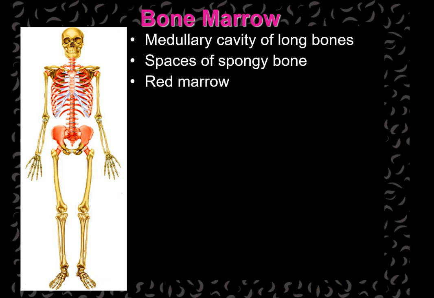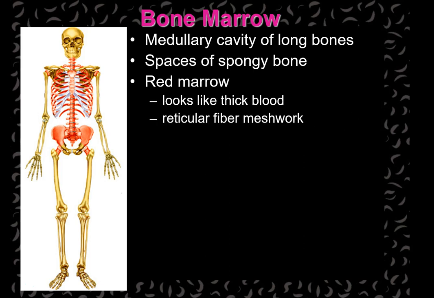Red marrow looks like thick blood. Okay? There's a fiber type in that marrow cavity that helps draw the blood and hold it there. What fiber type might that be? Would it be collagen fibers? Elastic fibers? Reticular fibers? I'm going to go with reticular fibers. Okay, remember they drew water, helped hold it there? That's kind of what's happening in the marrow. It's holding the blood and the blood cells there. So it's a reticular fiber meshwork that helps draw and hold the blood.